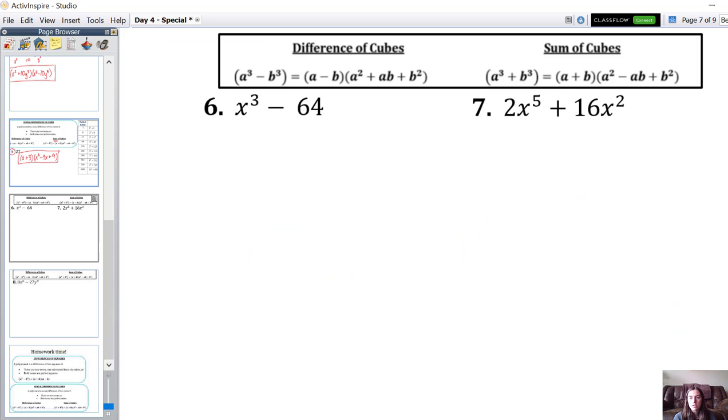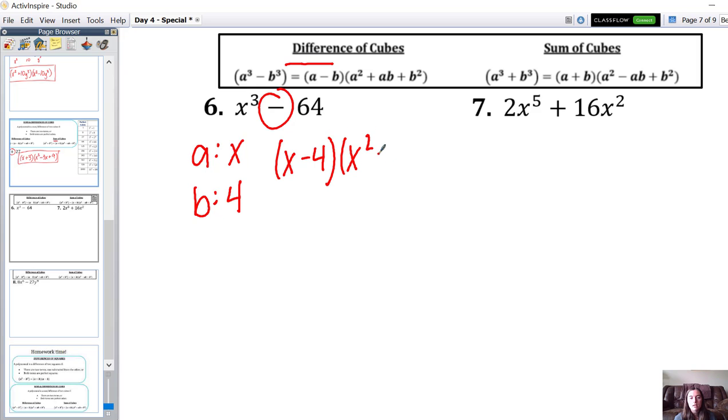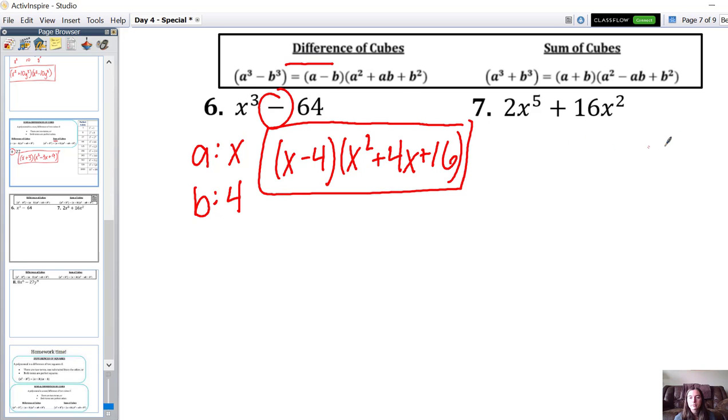Let's look at some other ones. x cubed minus 64. This time we have subtraction inside, so we're going to use the difference of cubes. Our a term, the cubed root of x cubed, is x. Our b term, the cubed root of 64, is 4. So we're going to start with x minus 4. Then we've got x squared. This time we're adding 4x, and then 4 squared is 16. That's our final answer for number 6.